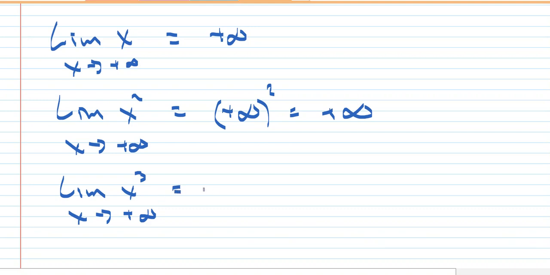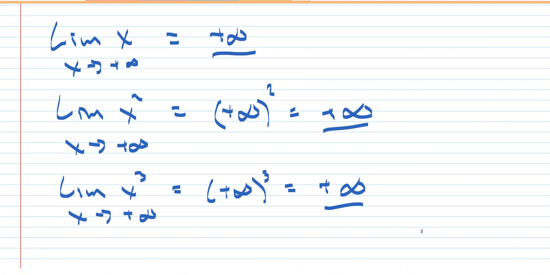And here we would do the same thing. We have positive infinity being cubed. Well, that would be positive infinity times positive infinity times positive infinity, which is a really big old positive infinity. So all three of these are reaching positive infinity. They all have the same limit. As the x value is approaching positive infinity, the function value is approaching positive infinity.